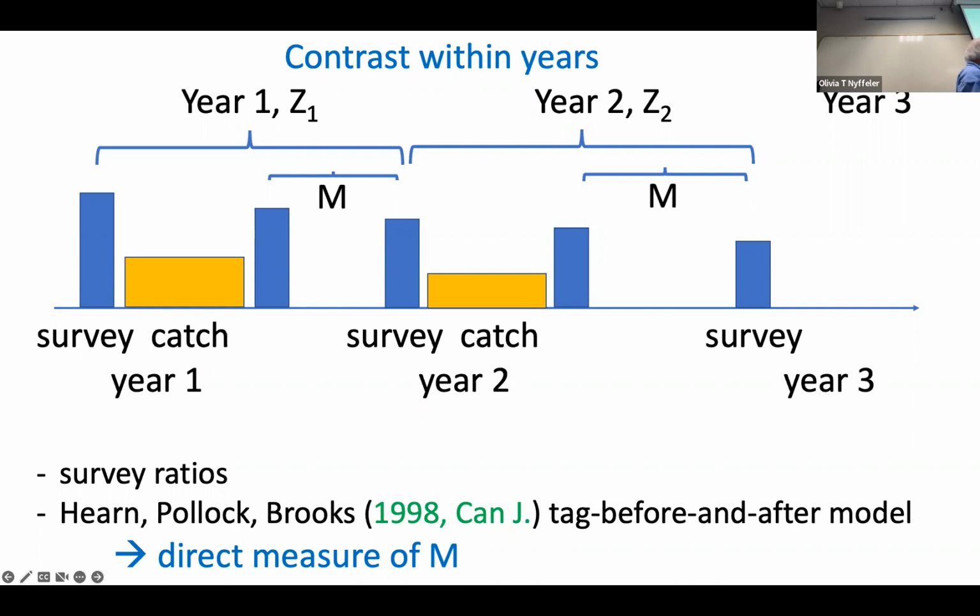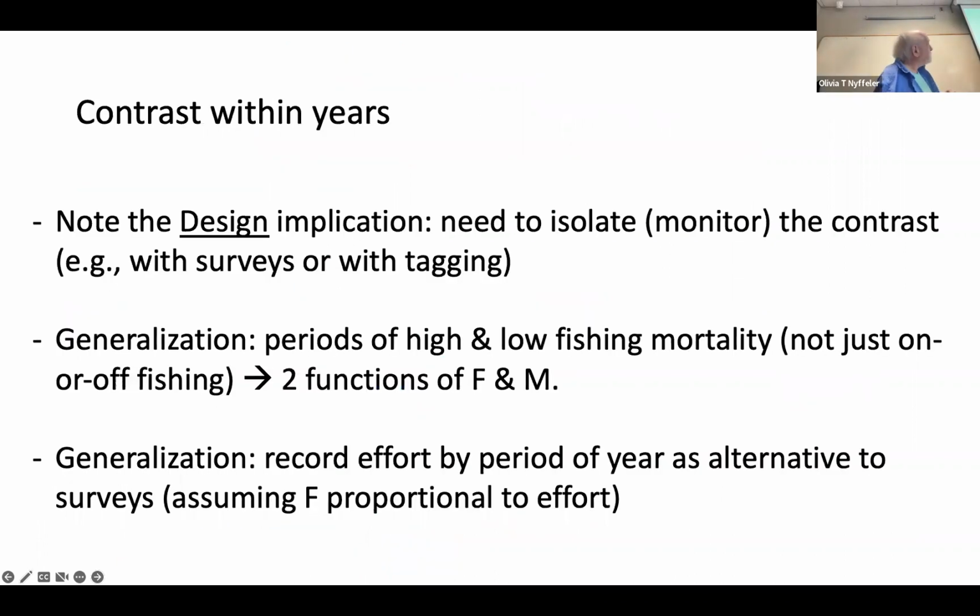Or you could use Hearn, Pollock, and Brooks to have a tag before and after model. These are giving you direct estimates of natural mortality rate. So it's much more efficient than the previous one because I'm using the within year contrast in fishing mortality. Okay, so note the design implication. You need to isolate, or in other words, monitor the contrast. So that means you have to have surveys before and after the fishing so you can see what's happening. Or you could do it with tagging before and after.